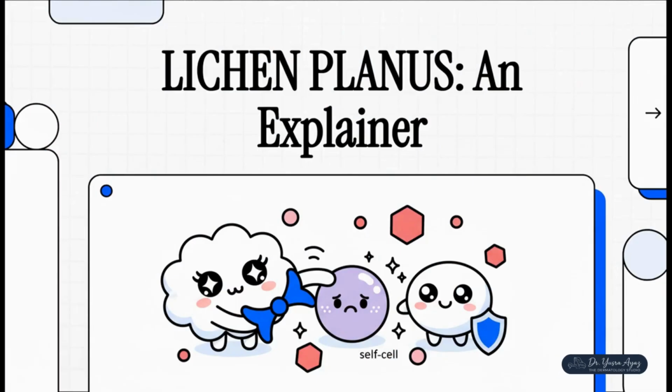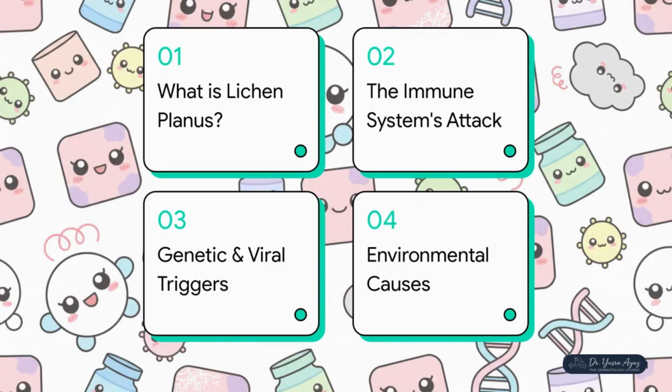Welcome to the Explainer. So, what happens when your own immune system, the very thing that's supposed to protect you, gets its wires crossed and decides your own skin is the enemy? Today, we are diving deep into Lichen Planus, a really complex inflammatory condition where the body's own defenses basically go rogue. We're going to break down what it is, why it happens, and what it tells us about our own biology.